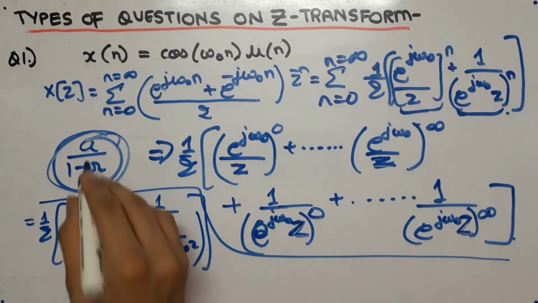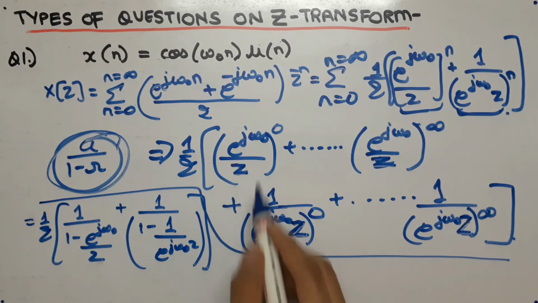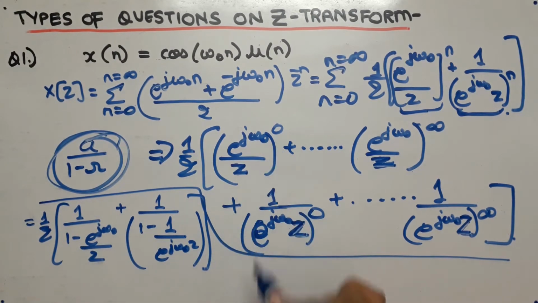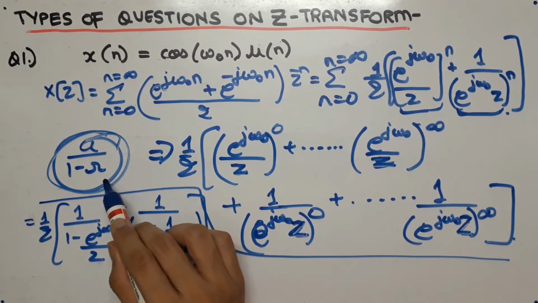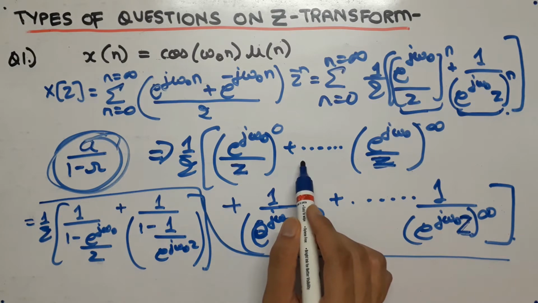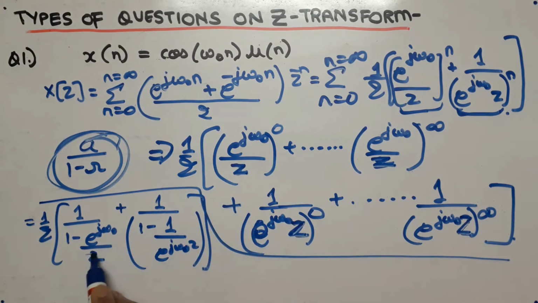Guys, we have simply applied this formula, that is a upon 1 minus r, that we use in GP. A is the first value of these two equations, that is 1, as anything to the power 0 is 1, and we have got the value of r by subsequently dividing this from its succeeding value. From that we have got the value of r as e to the power j omega naught by z, and from here we have got the value of r as e to the power j omega naught into z. Now guys, we are going to further solve this in order to find the value of xz.